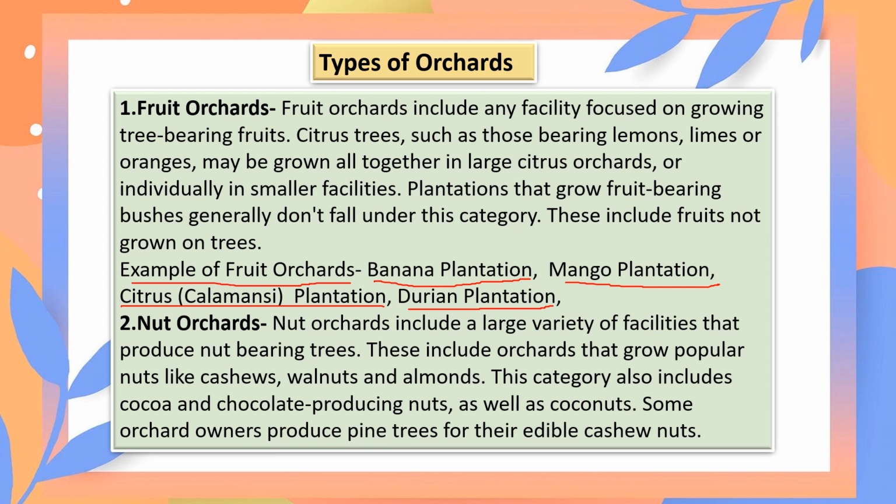Next, we have nut orchards. Nut orchards include a large variety of facilities that produce nut-bearing trees. So these include orchards that grow popular nuts like cashews, walnuts, and almonds. This category also includes cocoa and chocolate producing nuts as well as coconuts. Some orchard owners produce pine trees for their edible nuts.